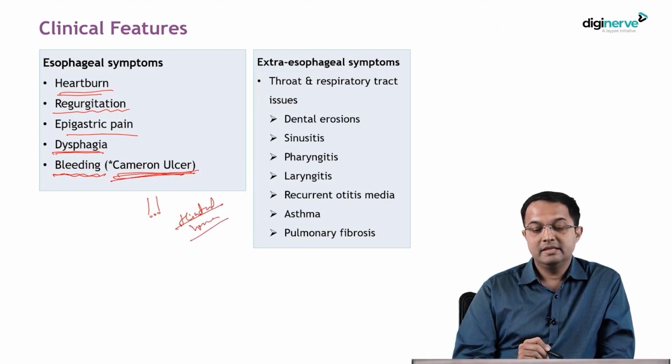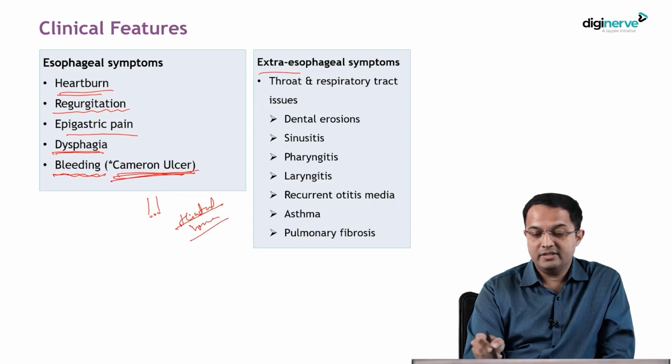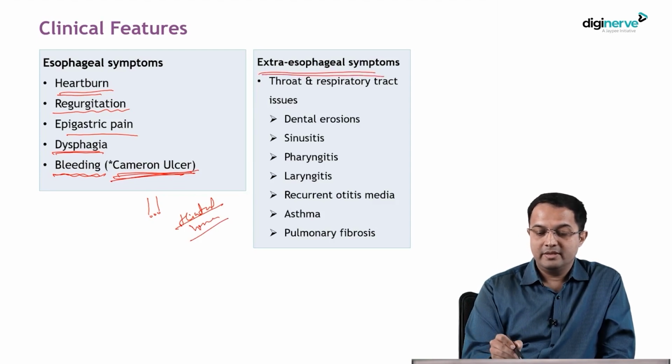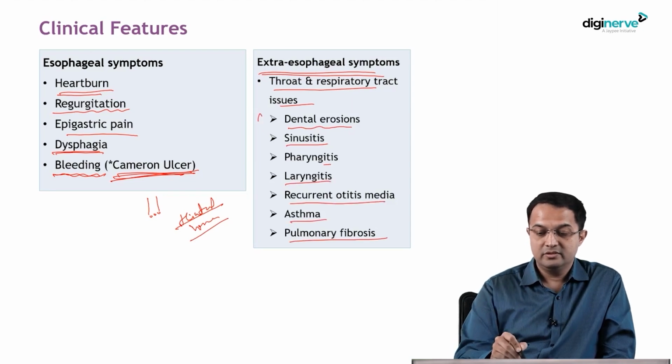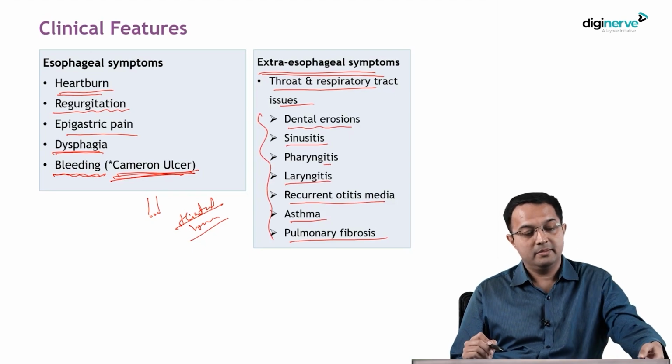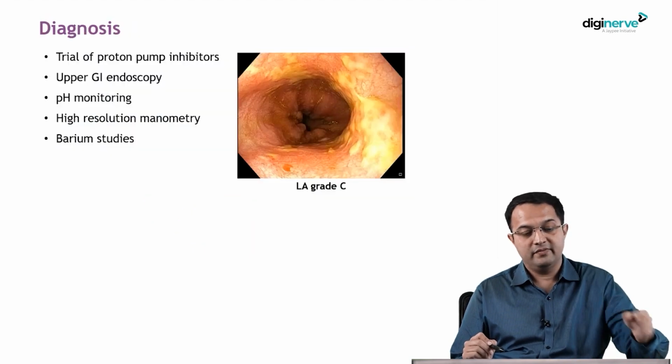This also happens in the GE junction. What are the extra-esophageal symptoms? Basically, they are symptoms related to the throat or respiratory tract. Patients can have dental erosion, sinusitis, pharyngitis, laryngitis, recurrent otitis media, asthma, and pulmonary fibrosis. So these are the extra-esophageal symptoms associated with gastroesophageal reflux disease.